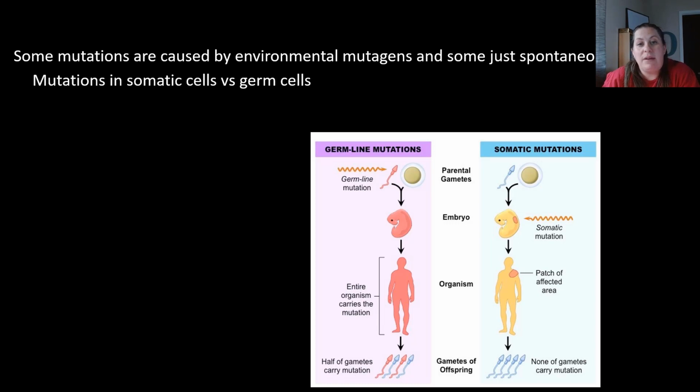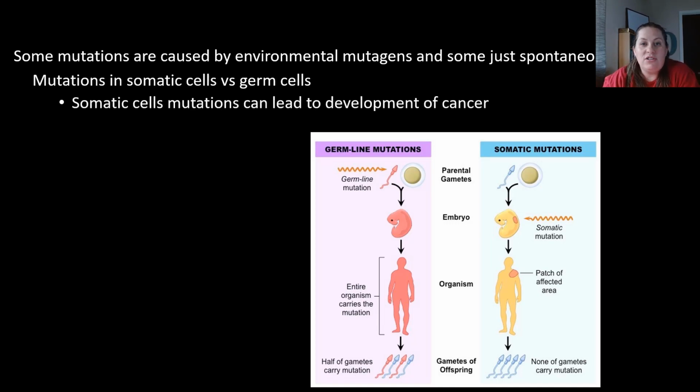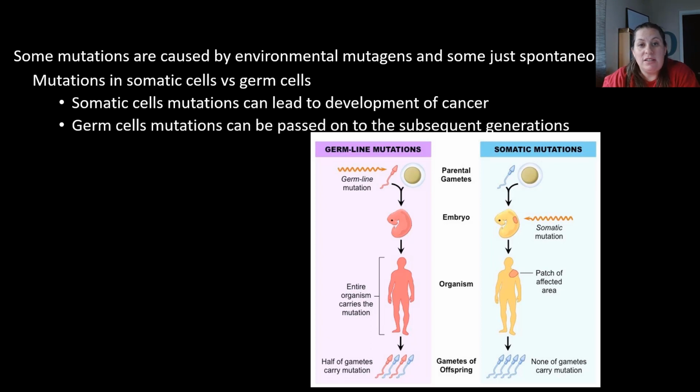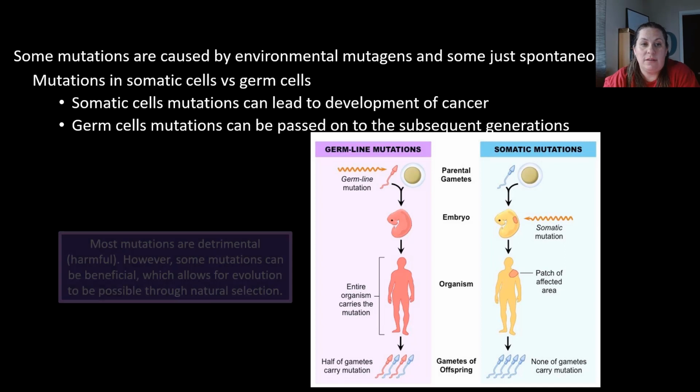Mutations can either happen in the somatic cells. If they happen in the somatic cells, you do not pass those on from parent to offspring. But if they do happen in the germ cells, the egg and sperm, they do get passed on to the offspring. So somatic cell mutations can lead to development of what we call cancer, but germ cell mutations can be passed on to subsequent generations, so future generations.